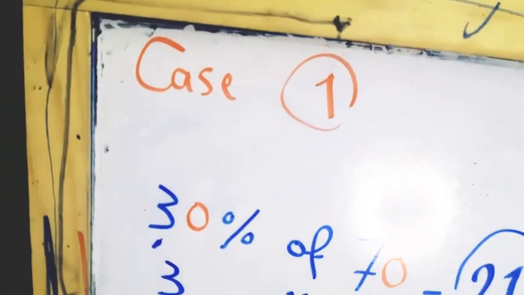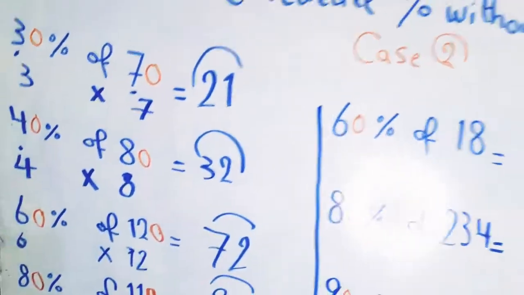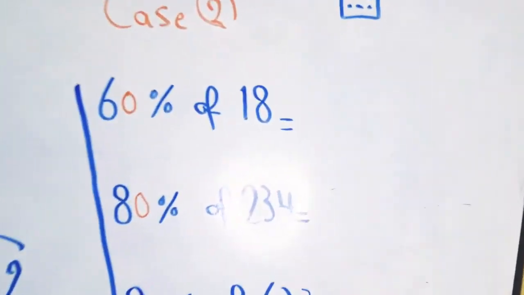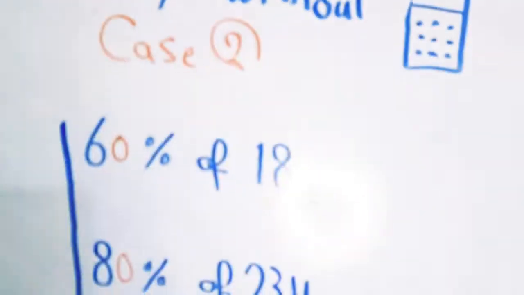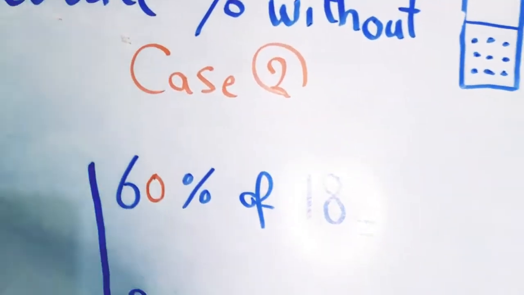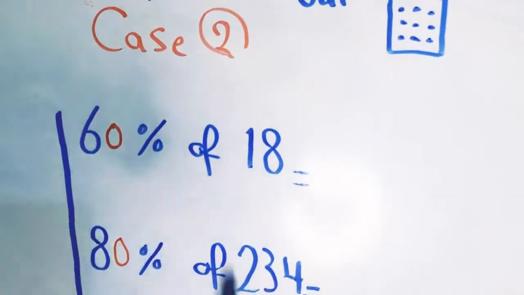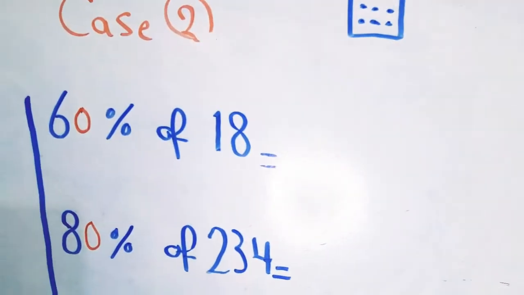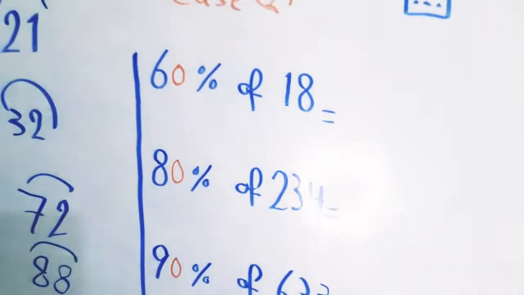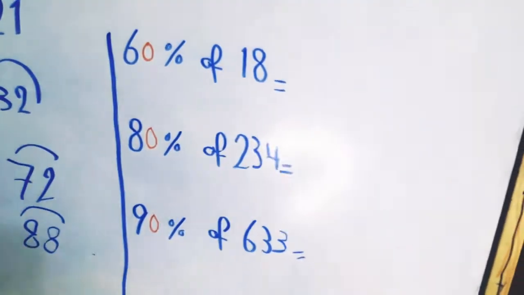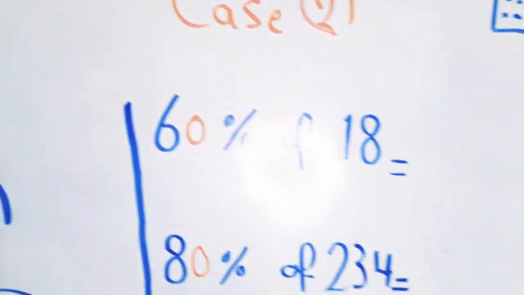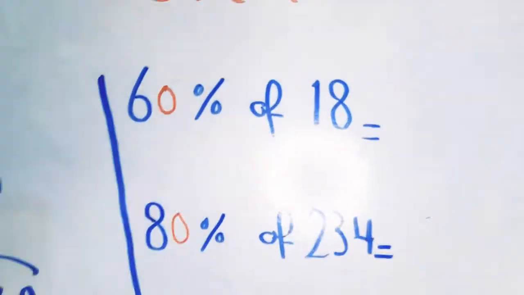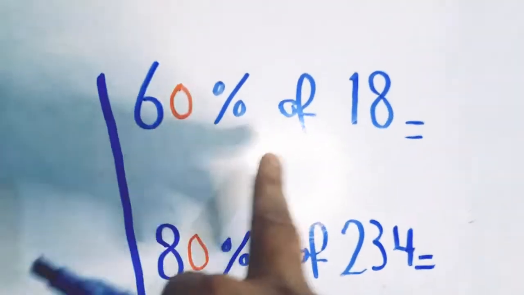This is case number 1. What about case number 2? In case number 2, we have two numbers. The first number ends with 0, but the other number does not end with 0. What will we do in this case? We will ignore the 0 in this case. How can we do this? Look at this example.